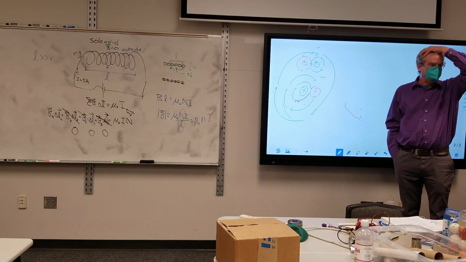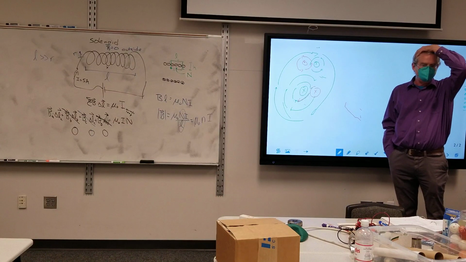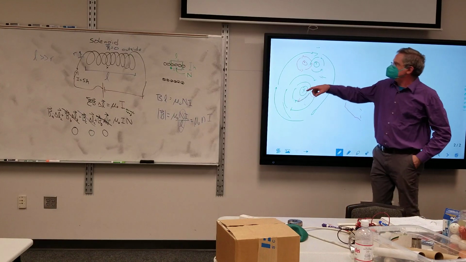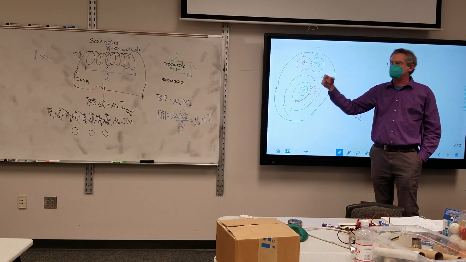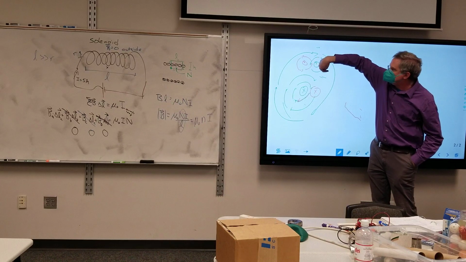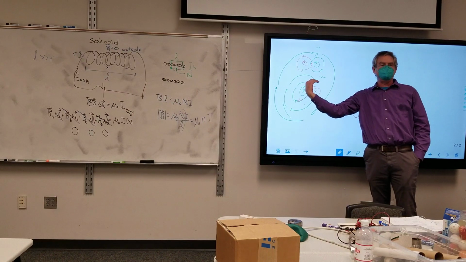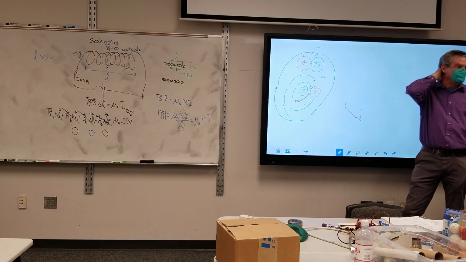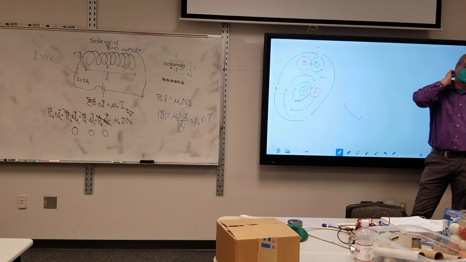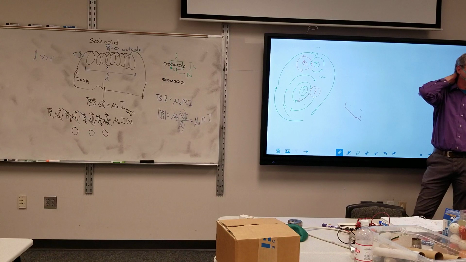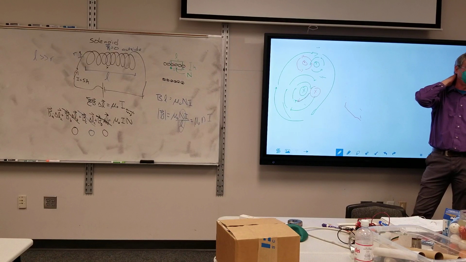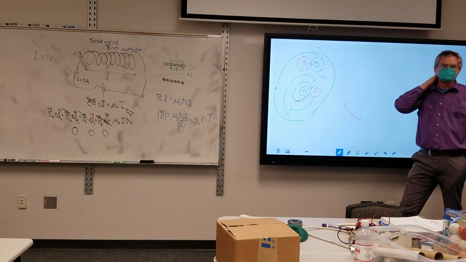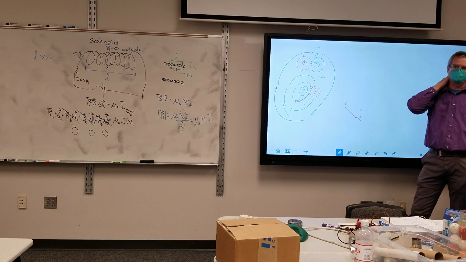Yes? Why does it cancel out for the outside but not the inside? In the inside, the magnetic fields are all going in the same direction. These are producing ones that are going like that. These are producing ones that go like that. So inside, you get the doubling up of magnetic fields. Other questions?